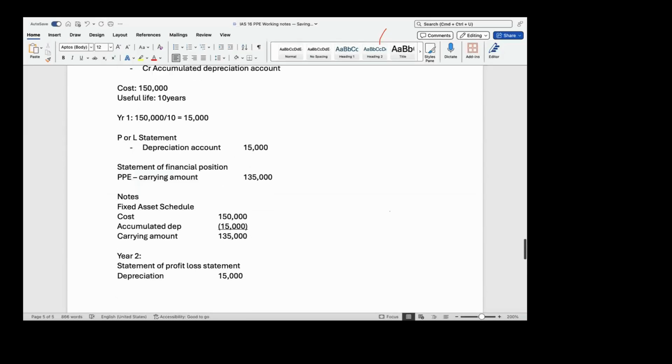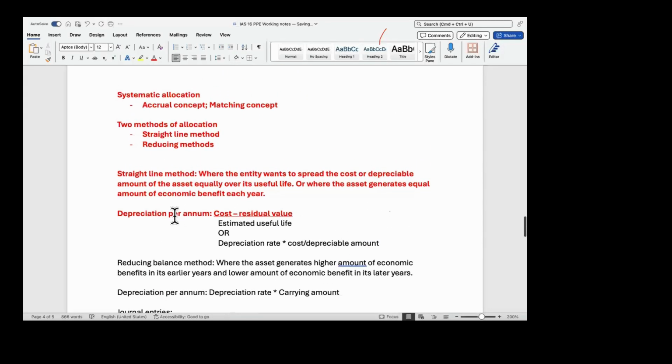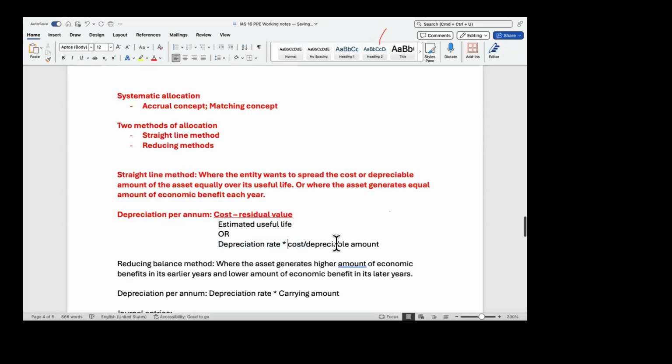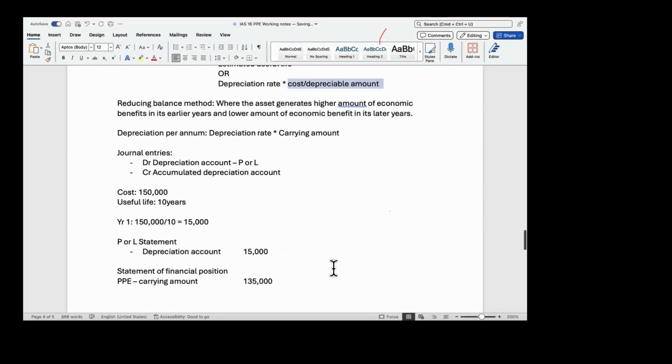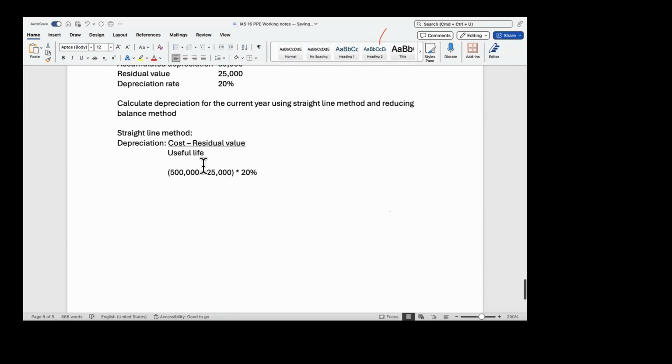And I actually showed you when I was doing this using the straight line method, I said it could also be depreciation rate multiplied by cost or depreciable amount, which is what is showing here. Depreciation rate multiplied by depreciable amount. So what would this give us? Can you press your calculator? 95,000, sir.